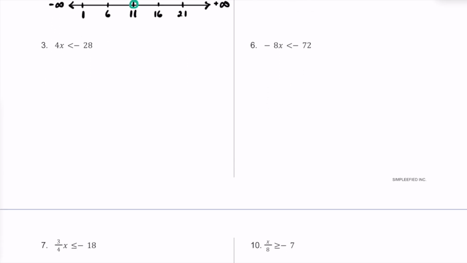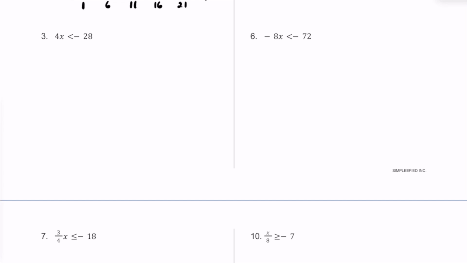For number 3, we have 4x is less than negative 28. To solve this inequality, keep in mind that we want the coefficient for x to be equal to 1. Right now it's equal to 4, so the inverse of multiplying x by 4 is going to be dividing it by 4 here. So 4x divided by 4 is going to be 1x, which we can just write x. That's going to be less than negative 28 divided by 4. Well, 28 divided by 4 is 7, so the opposite of that is going to be negative 7.